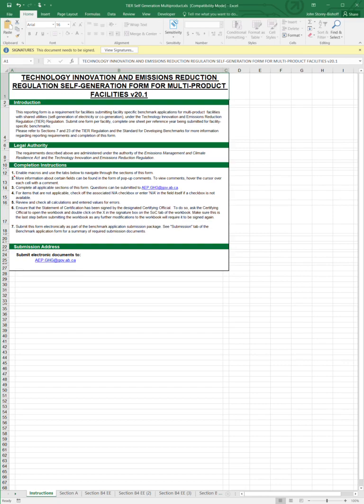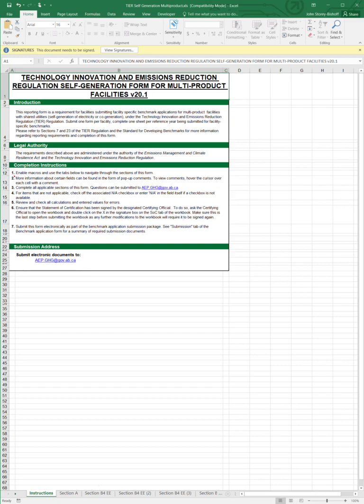You will need to fill one self-generation multi-product form per facility, regardless of how many of the products of the facility you are seeking benchmarks for. We will take the next few minutes to do a brief walkthrough of each of the tabs from left to right. If your workbook opens in protected mode, please go to the File Info menu to turn off protected mode. Please also enable macros for this workbook.